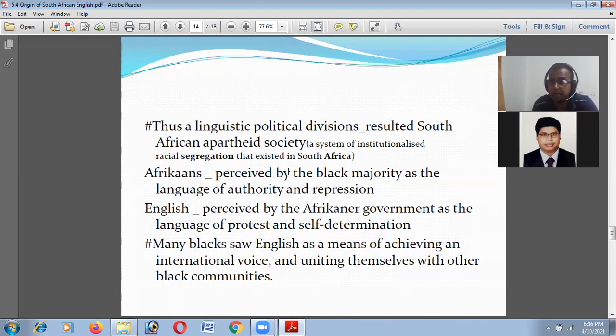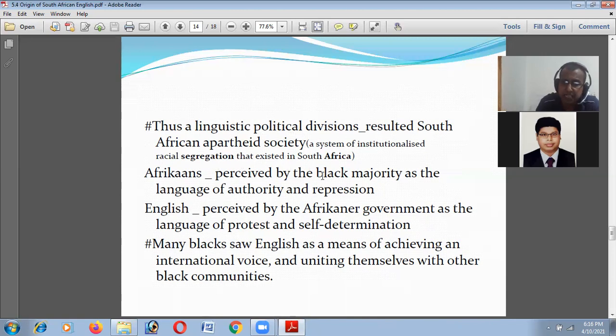The white people use different schools, different marketplaces, different vehicles, and the black people also use different vehicles. So everywhere there is a division, and such kind of division is called apartheid division, that is in Africa. So again, the linguistic and political division is also prominent in it.